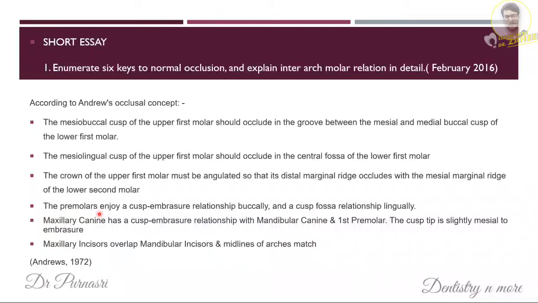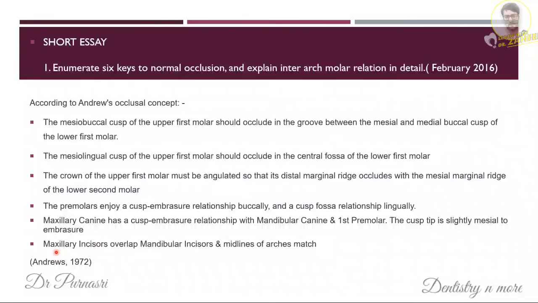The premolars should have a cusp embrasure relation buccally, and lingually they should have a cusp to fossa relationship. Then we finished molar, premolar, the canines. The maxillary canine should have a cusp embrasure relationship with the mandibular canine and first premolar, and the cusp tip is slightly mesial to the embrasure.